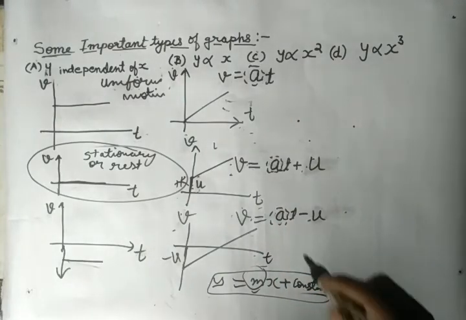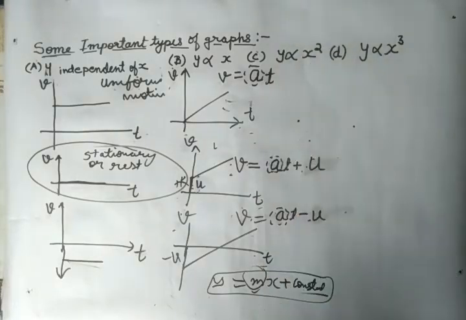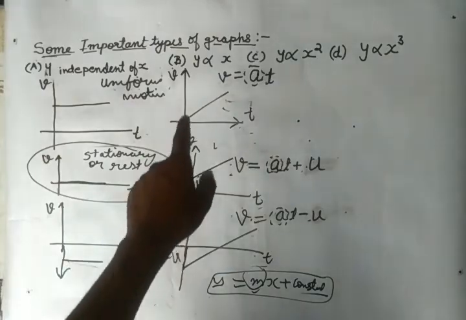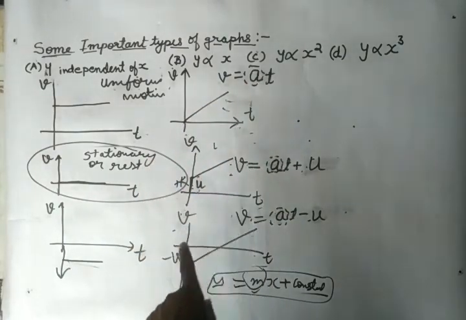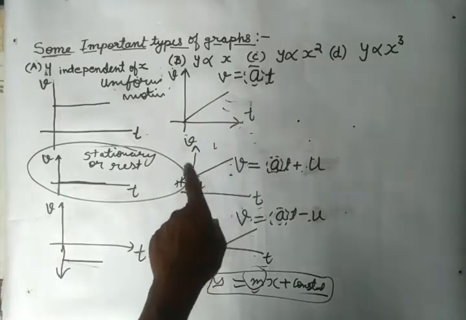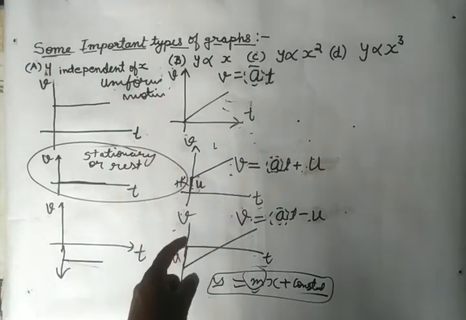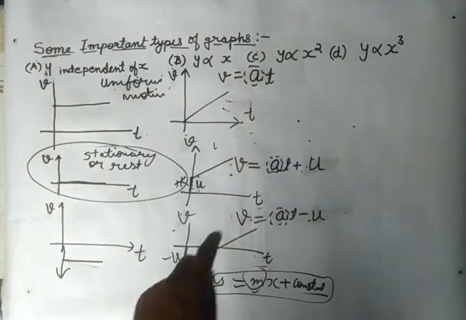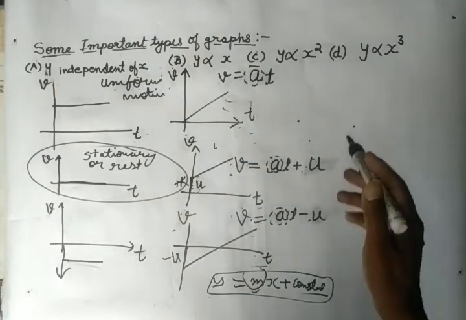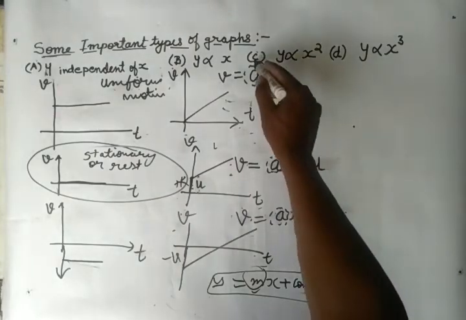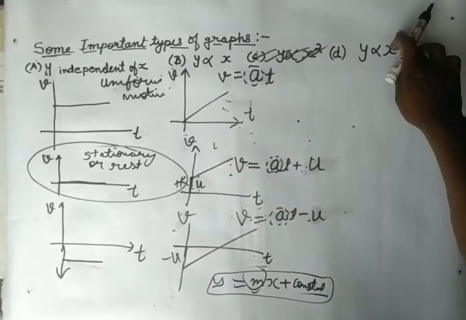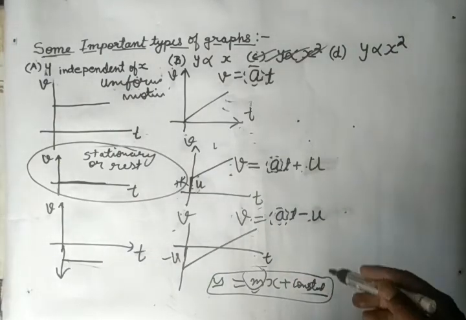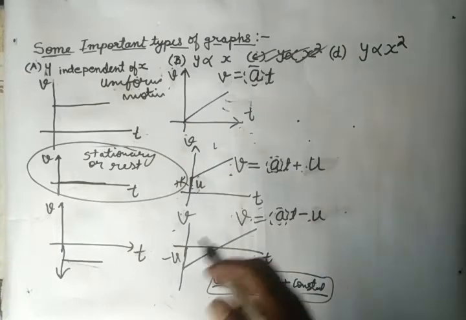All right, so now the third one, y is directly proportional to x square. For an independent graph, it is a parallel line. For directly proportional, it is a slant line. It can pass through the origin, it can pass through with a positive intercept, it can pass through with a negative intercept. Now, y proportional to x square. There's not much space, so I'm skipping that cube part. I will tell you about that in another part.